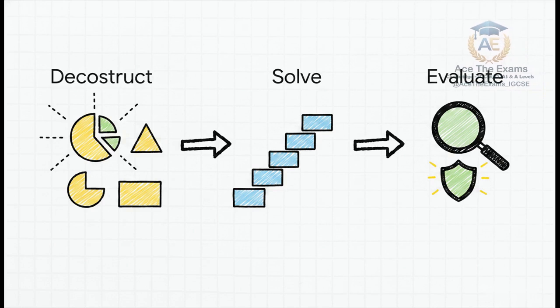First, the due diligence scan. This is the decoding phase. When you see a complex shaded region, do not panic. Deconstruct it into its foundational composite parts. Second, the resource allocation matrix. This is your timing and execution. Solve the problem systematically, showing every single line of your mathematical working, so the examiner can clearly trace your logic.